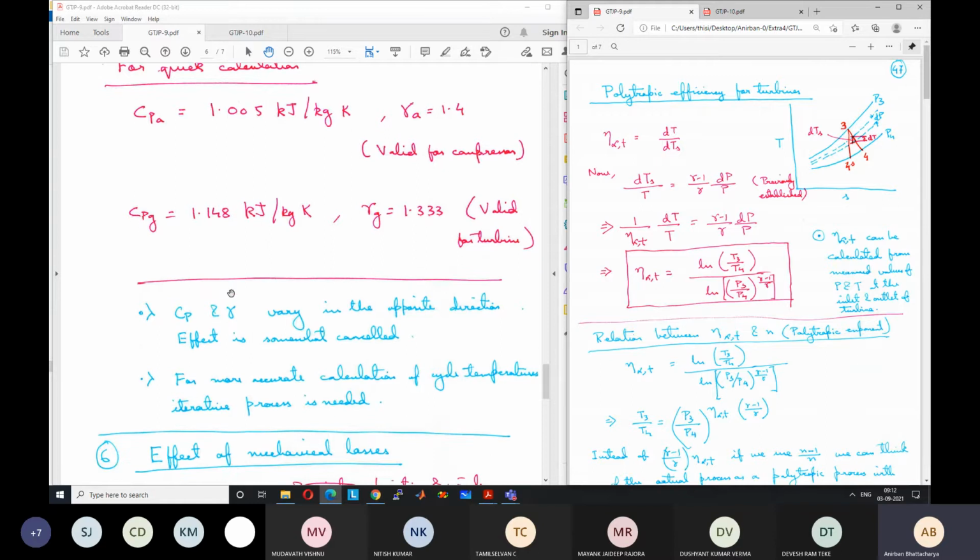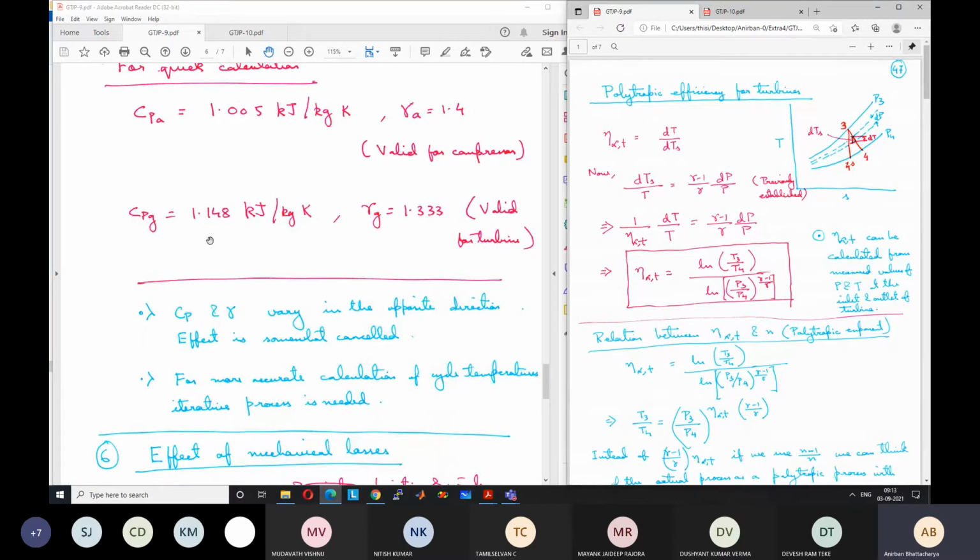So what happens is that even if we do ideal cycle analysis with constant values of Cp 1.005 and gamma 1.4, the results are quite good, because they act in the opposite direction. Cp actually is increasing after the combustion, whereas gamma decreases. If you see the net effect in the equations, because they vary in the opposite direction, their effect is somewhat cancelled. It is not a cumulative effect. The overall effect is somewhat less than the individual effect. That's why even the ideal cycle calculations are quite accurate.